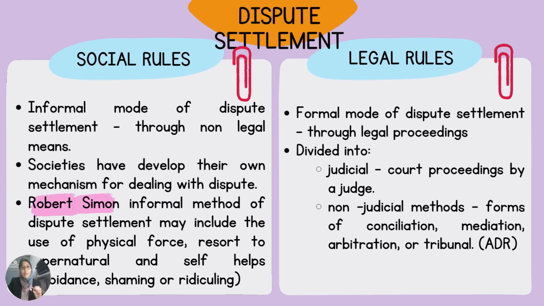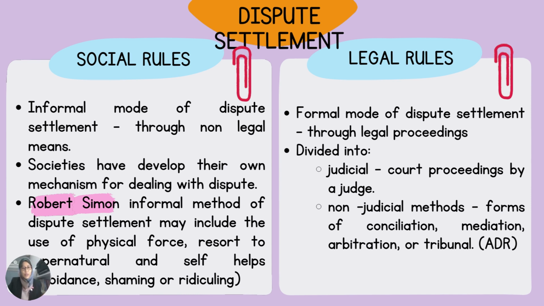And the last difference between social rules and legal rules is in terms of dispute settlement. So what is dispute settlement? Dispute settlement is a method to solve any issues or problems that arise, or to settle the issues that happen. So when someone does not follow a social rule or disobeys a legal rule, and a dispute happens, how do we settle the dispute?